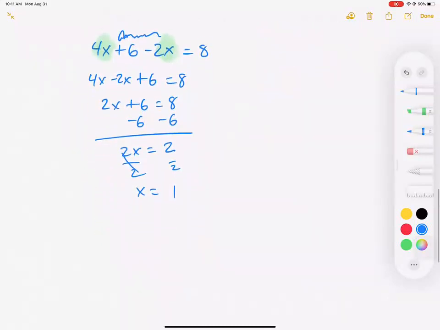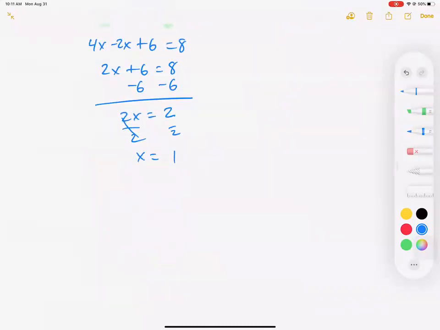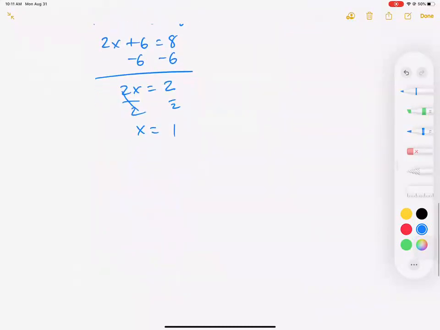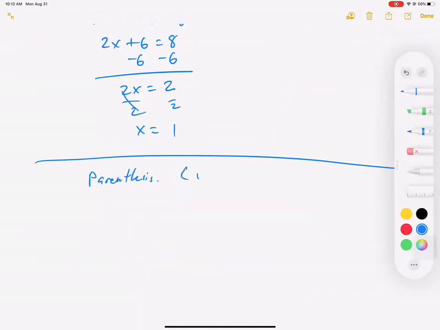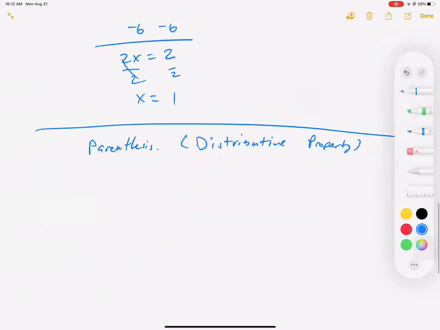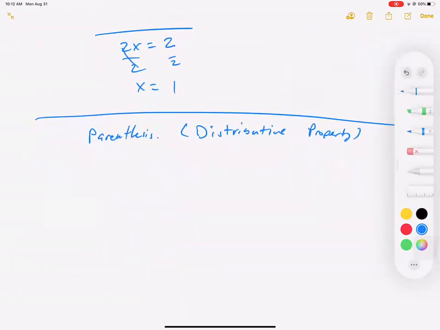Okay, now hopefully that was kind of okay mentally. So let's go ahead and move on. Our next problem is going to be parentheses. And we're going to work with something called the distributive property. The idea of the distributive property is that we're going to multiply numbers outside the parentheses. Let's say it's going to be 3 times 2x plus 4 is equal to 18.